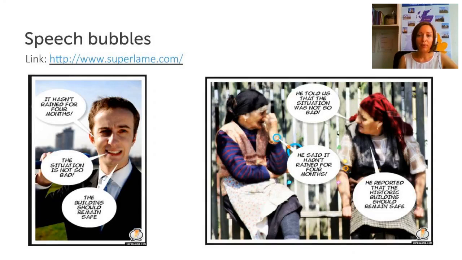And here is an example of a presentation, reported speech. In the first picture on the left, you see an example of direct speech. So one journalist is giving some pieces of news. It hasn't rained for 4 months, the situation is not so bad, and so on. And on the right, in the next picture, you can see how the sentences are reported.